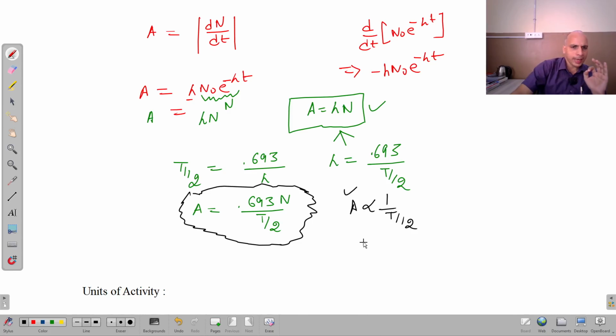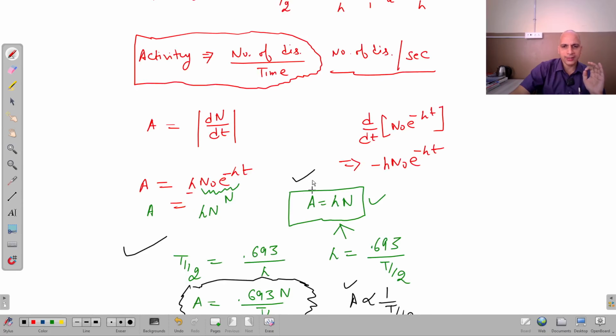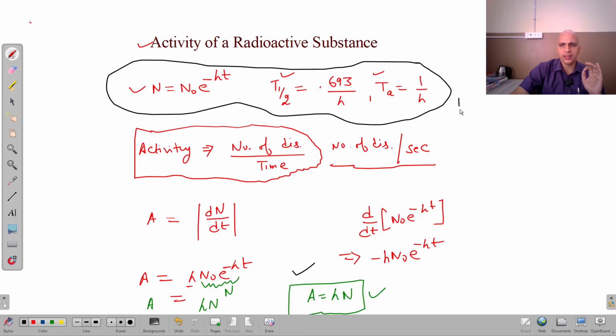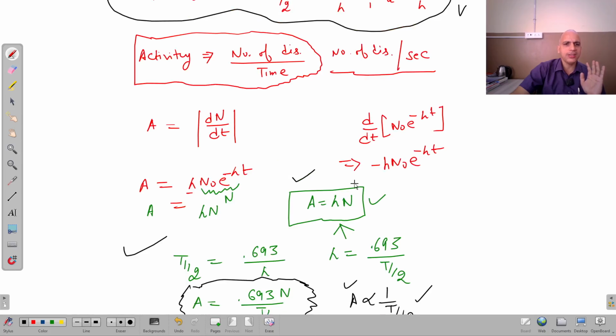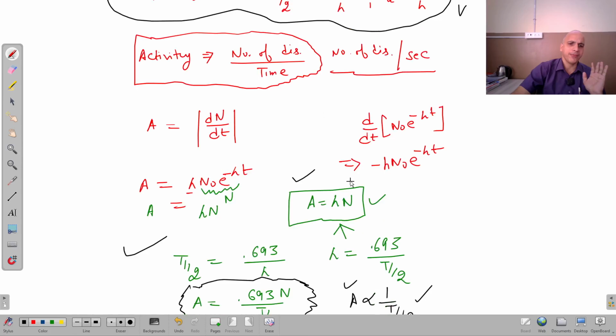Actually, the activity we are discussing, in the coming lectures I will take up some numerical problems where these relations are going to be used. The two relations we derived, A is equal to lambda N and this one, or the relations we wrote at the start, are also used in the numerical problems. So in coming lectures I will take some numerical problems to give a better understanding of this topic. So this is about the activity. Once again I am repeating, activity means the number of disintegrations per unit time.